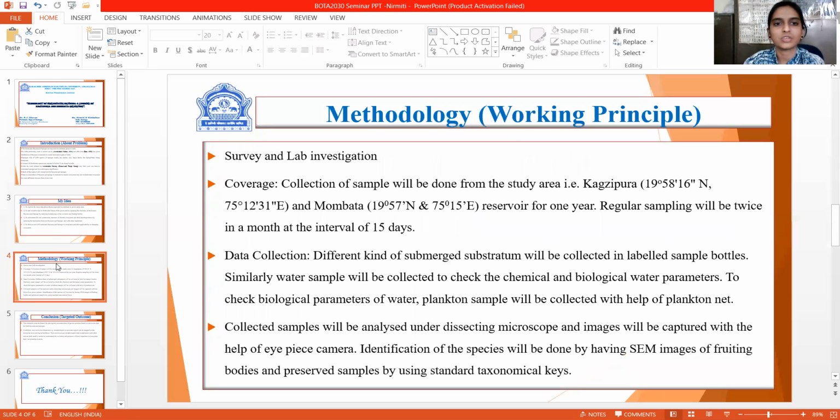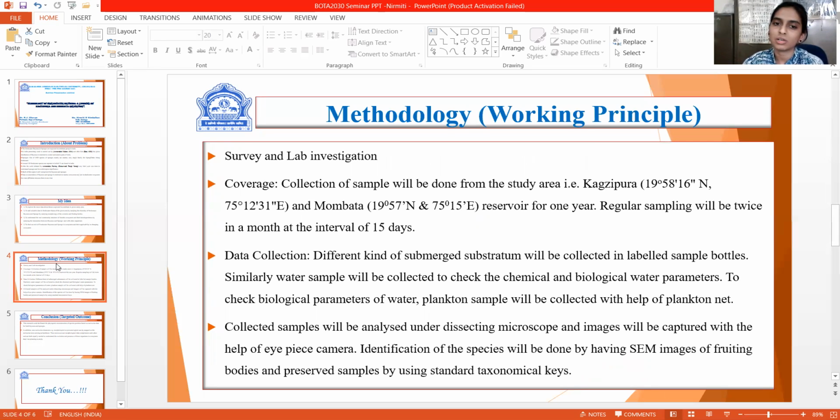So the methodology will include collection of samples, which will be done from the study area, that is Kagzipura and Mombata Reservoir, for 1 year. Regular sampling will be done twice a month at an interval of 15 days. Different kinds of submerged substratum will be collected in labeled sample bottles. Similarly, water samples will be collected to check the chemical and biological water parameters.